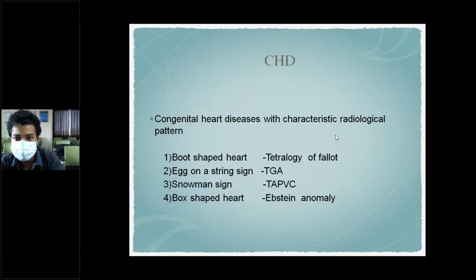Coming to the congenital heart diseases, the congenital heart diseases with characteristic radiological patterns are: boot-shaped heart seen in tetralogy of Fallot, which is due to the right ventricular enlargement, and egg on a string appearance in TGA, transposition of great arteries. Next, snowman sign is seen in total anomalous pulmonary venous connection, and box-shaped heart is seen in Epstein's anomaly. These are the congenital heart diseases in which you can see the following signs on the PA view of the chest radiograph. In the following slides, I will show the chest radiographs which are showing the signs.